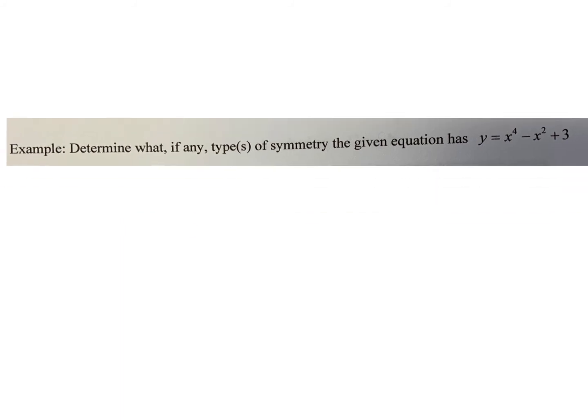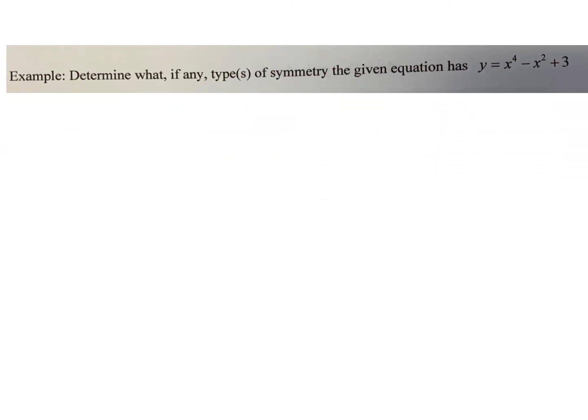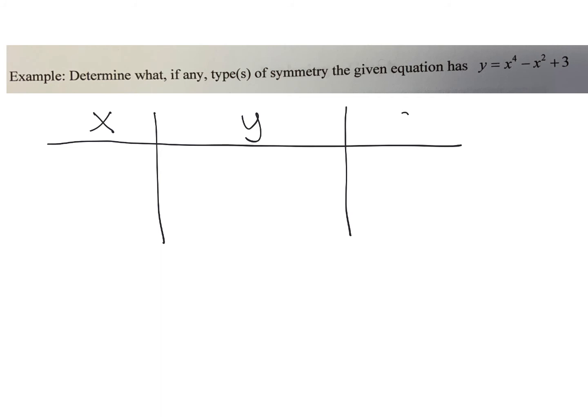So let's try this example. Let's try to figure out what types of symmetry we have. Now, I'm by no means saying that you have to do the work my way, but I'm going to recommend it because it keeps everything organized. So what I do is I always make a table with 3 pieces: X, Y, O for origin.